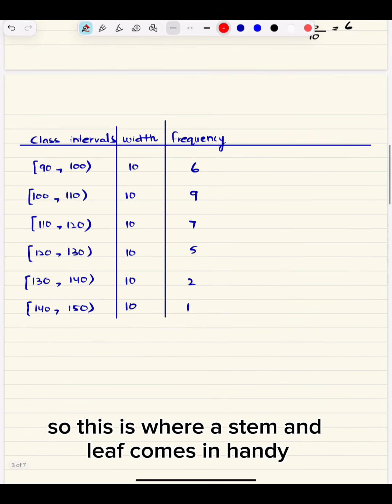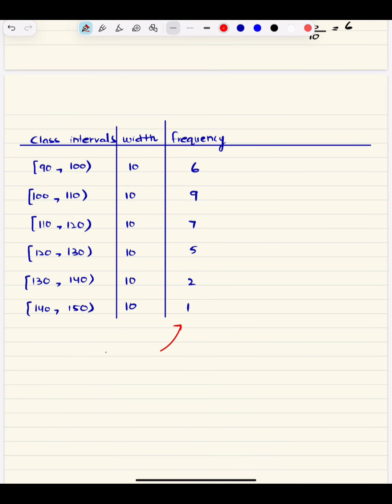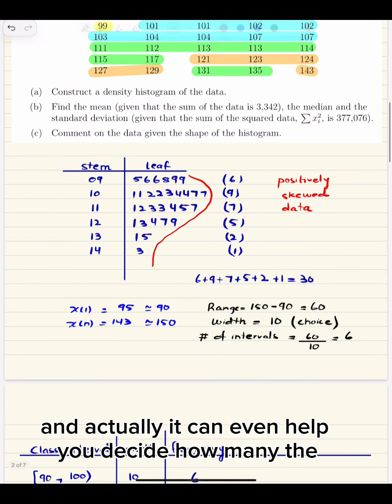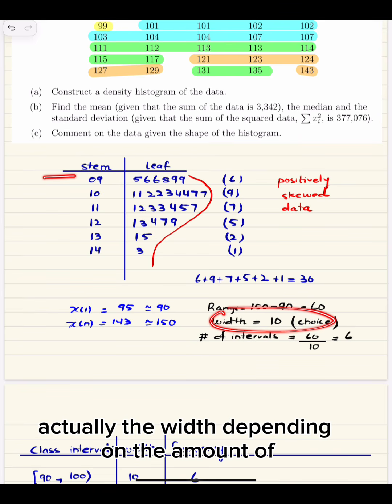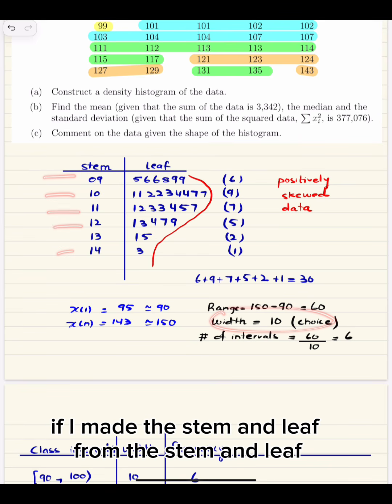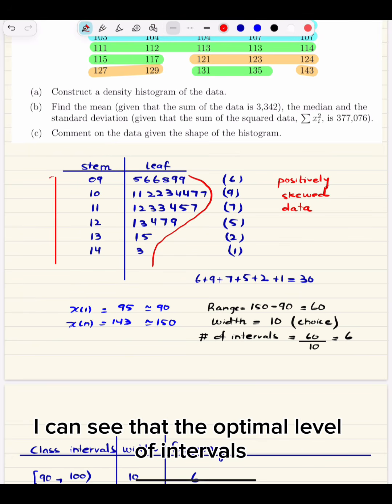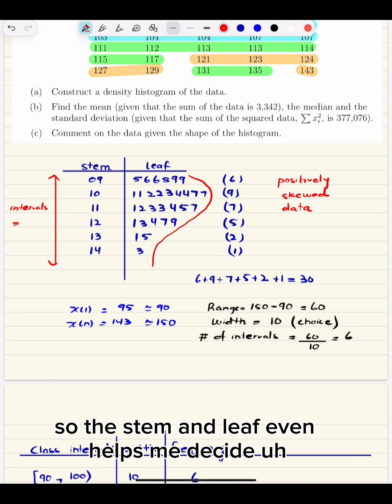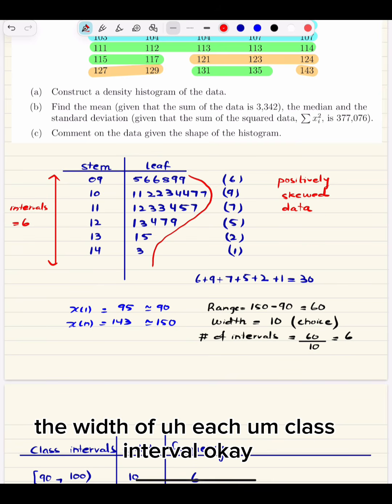So this is where a stem and leaf comes in handy, and actually it can even help you decide how many intervals, the width depending on the amount of intervals. So for instance, if I made the stem and leaf, from the stem and leaf I can see that the optimal level of intervals is actually 6. So the stem and leaf even helps me decide the width of each class interval.